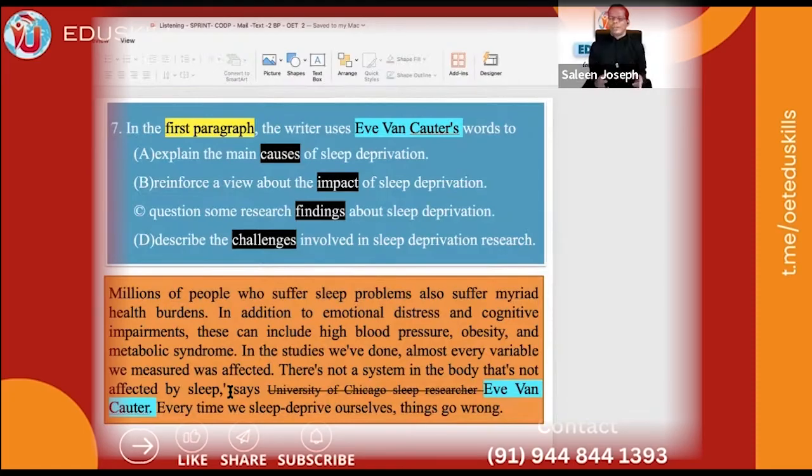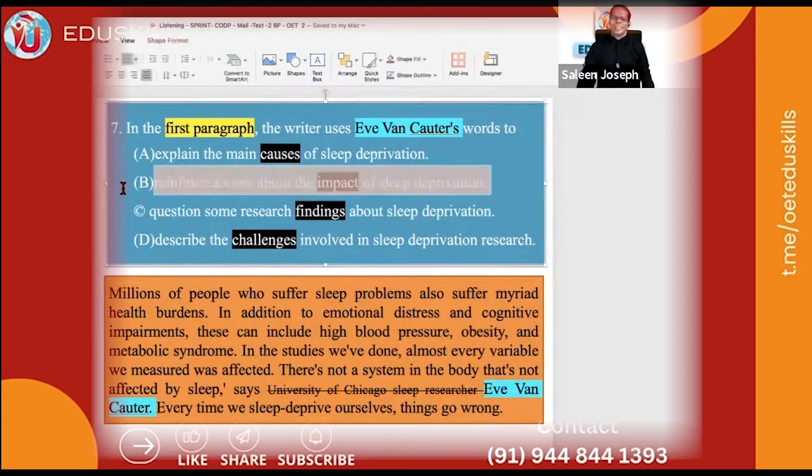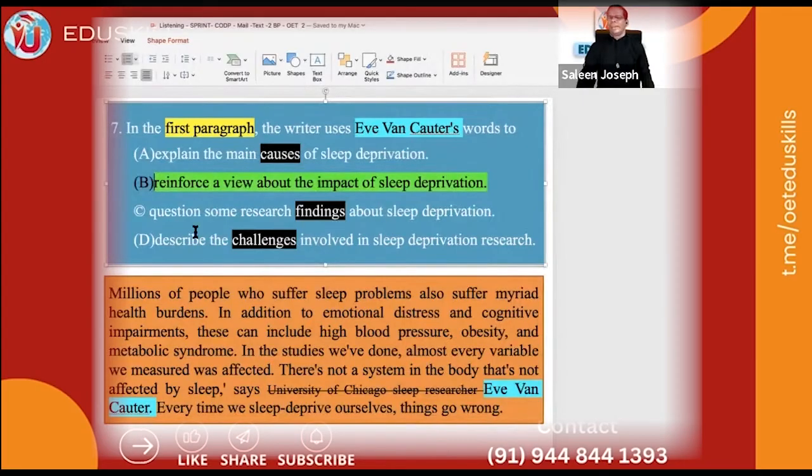With that very concept, what do you understand? What could be the answer? B. Yes. It reinforces a view about the impact of sleep deprivation. Yes, definitely. See how beautifully we can easily identify the things.